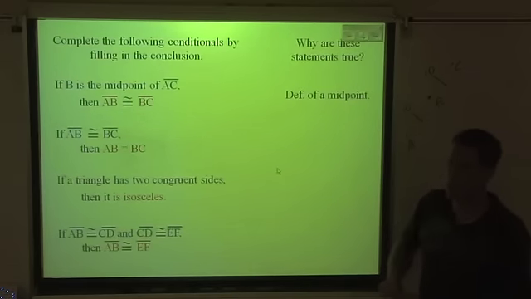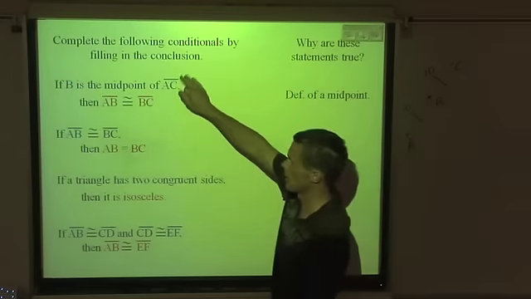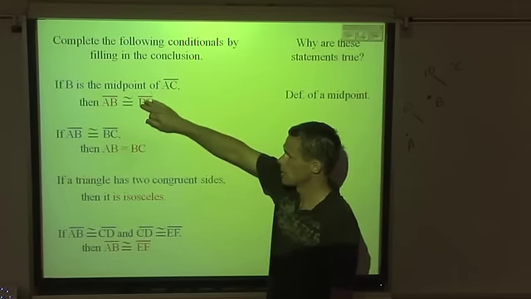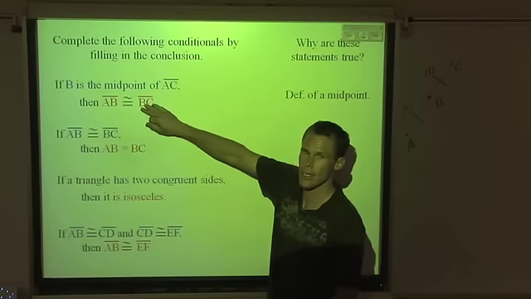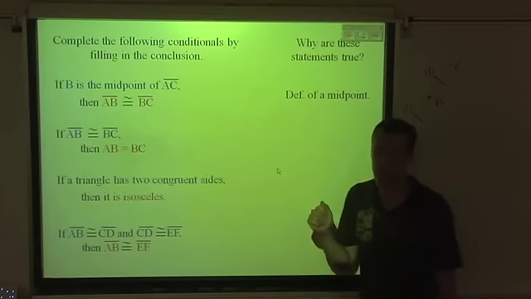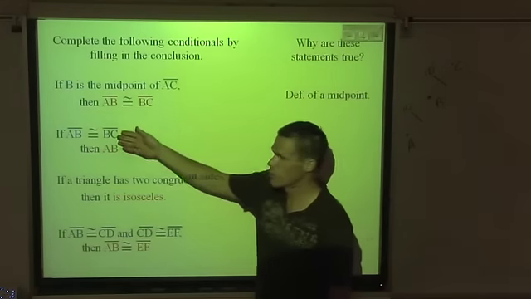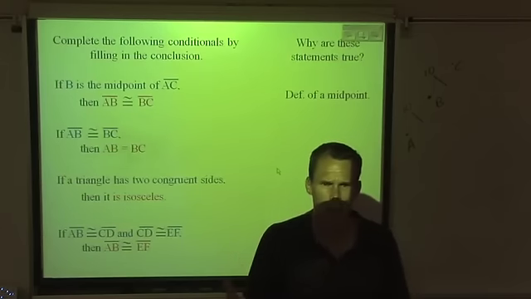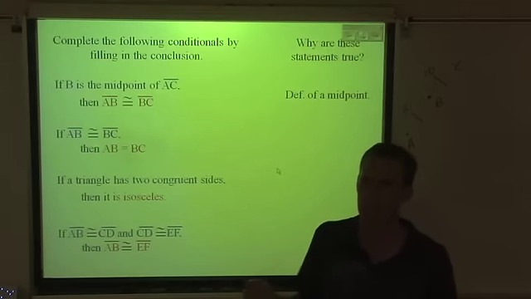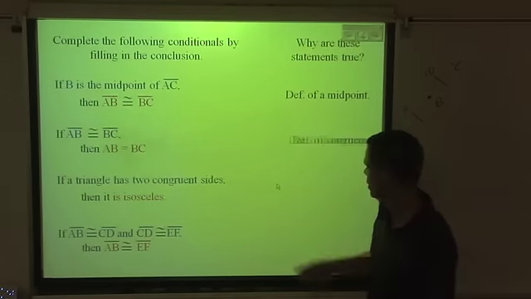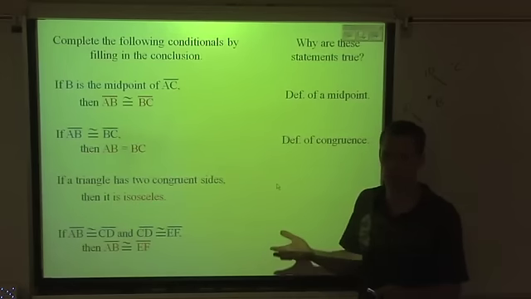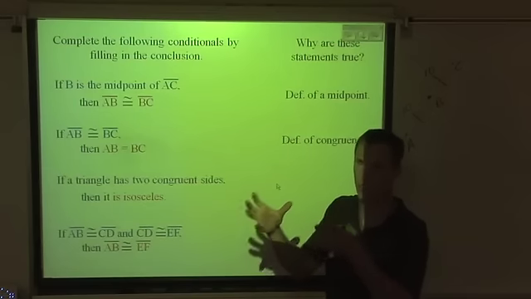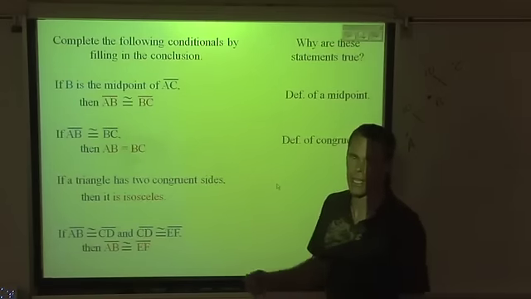The definition of a midpoint tells us that if something is a midpoint, it divides into two congruent segments. If it's a midpoint, then it divides into two congruent segments. That's the definition of a midpoint. So, if two segments are congruent, why is it that that means they have equal measure? What fact is that? What definition is that? The definition of congruence means that shapes that are congruent, congruent size, congruent shape, have the same length or size.